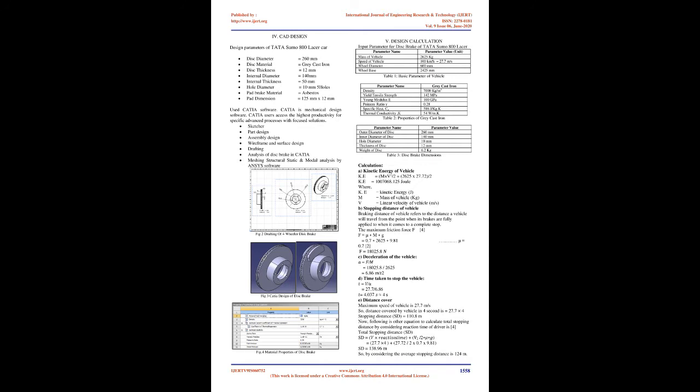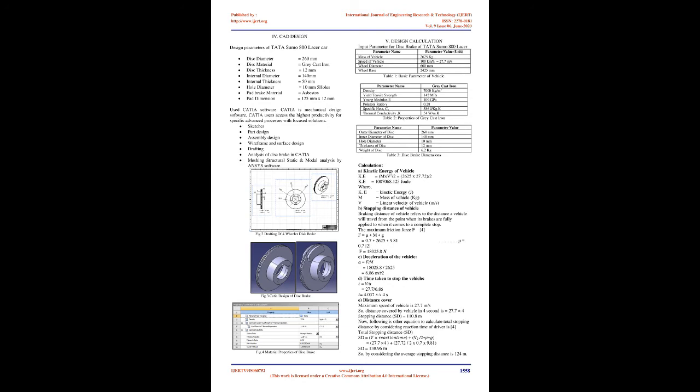4. CAD design. Design parameters of the Tata Sumo 800 Laser car. Disc diameter equals 260 mm. Disc material equals grey cast iron. Disc thickness equals 12 mm. Internal diameter equals 140 mm. Internal thickness equals 50 mm. Hole diameter equals 10 mm, 5 holes. Pad brake material equals asbestos. Pad dimension equals 125 mm x 12 mm.